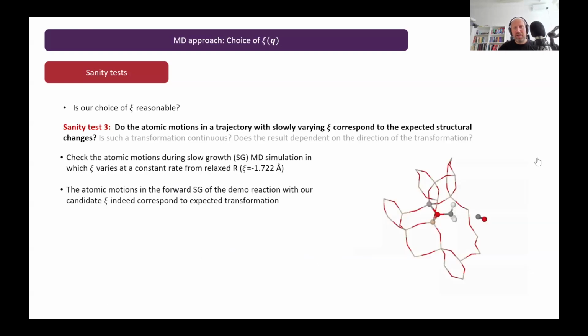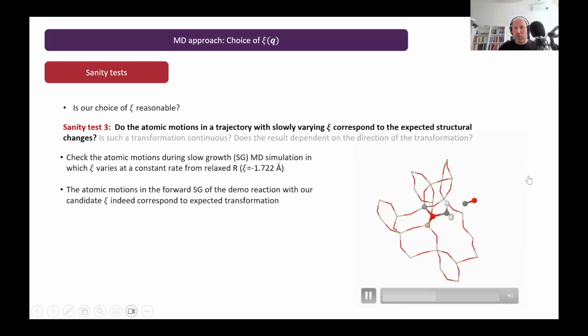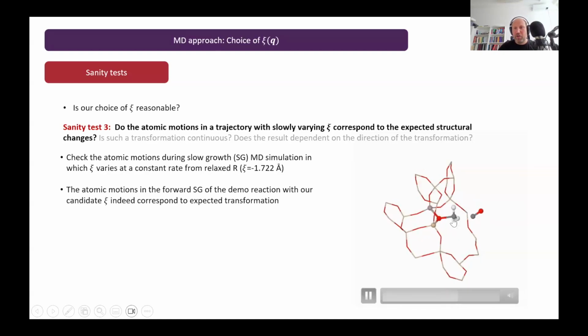All right, so this can then be visualized. This is our slow growth, quite accelerated, and we just see as carbon monoxide approaches a methyl group, at some point the carbon oxygen bond cracks, and we got past the transition state.